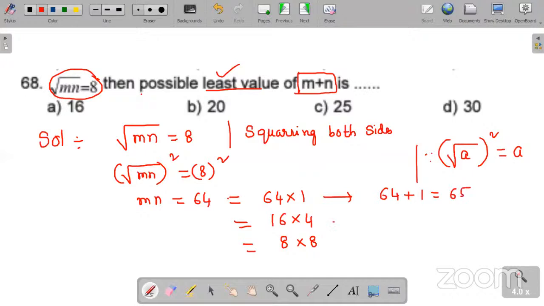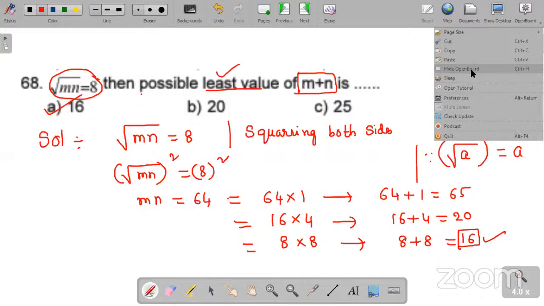So here add: 64 plus 1 is 65. 16 plus 4 is 20. Here 8 plus 8 is 16. So of all 65, 20, 16, which is the least value? Yes, 16 is the least value. So our answer is A.